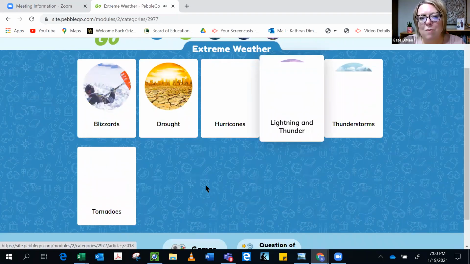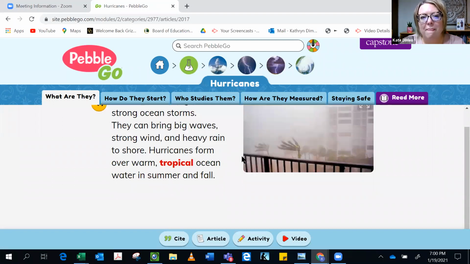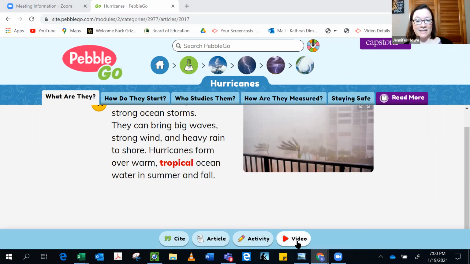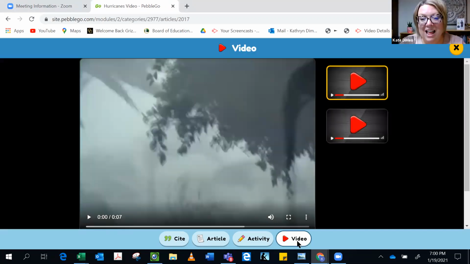Extreme weather, hurricanes. At the bottom of the screen, you can see that if a student wants to cite the source, you can hit the citation. If you'd like to print the article, you can print the article. Oftentimes there's an activity that you can do around the book, and Kate's clicking on video down there at the bottom. Right? This one's great.